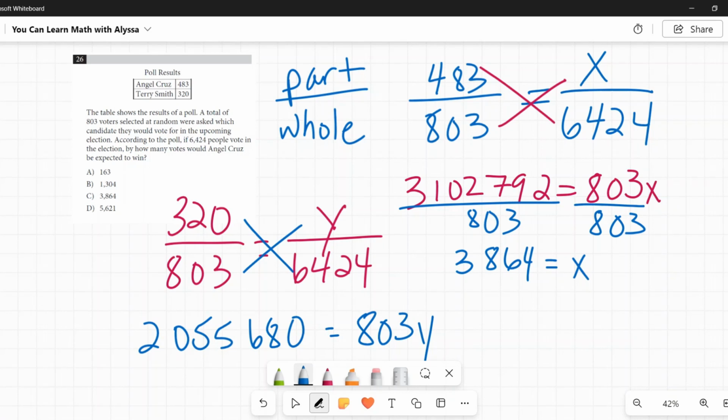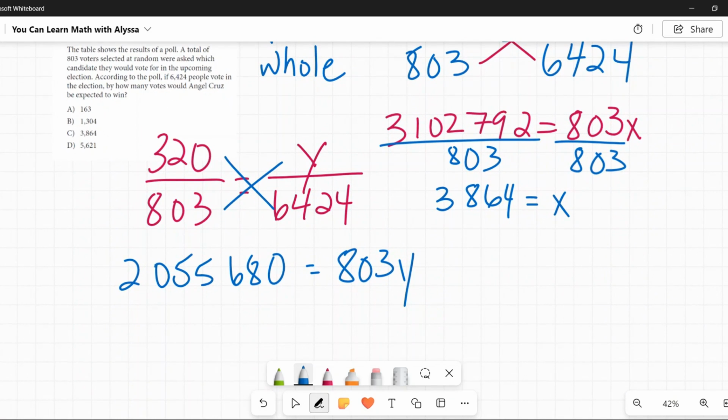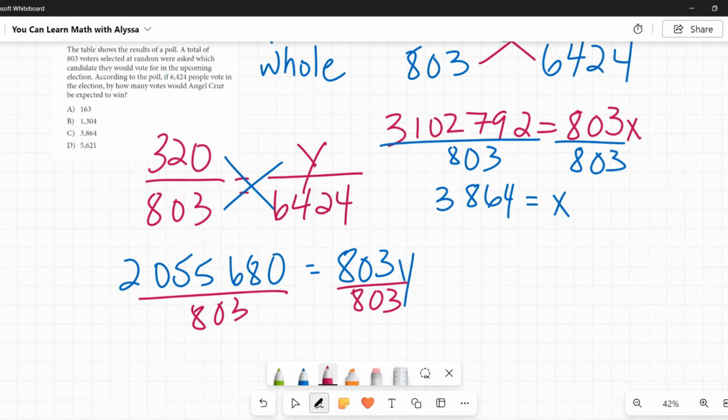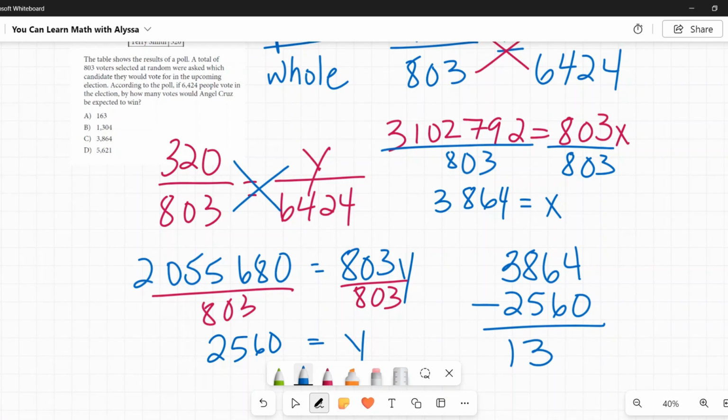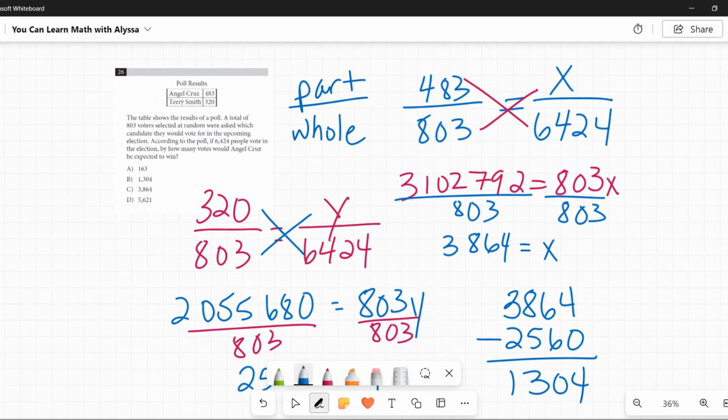And so when I divide 2,055,680 by 803, since we're dividing both sides by 803, then y is equal to 2,560. Right, so Angel is predicted to get 3,864. Terry is predicted to get 2,560. And when I subtract those, I am going to get 1,304. So I'm estimating that Angel is going to win by 1,304 votes, which is B.